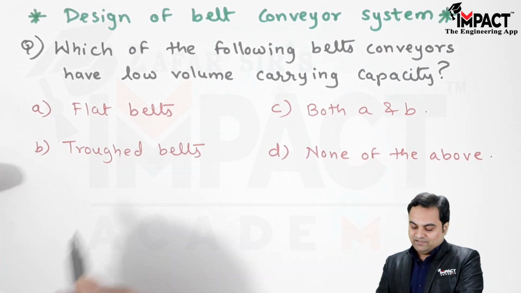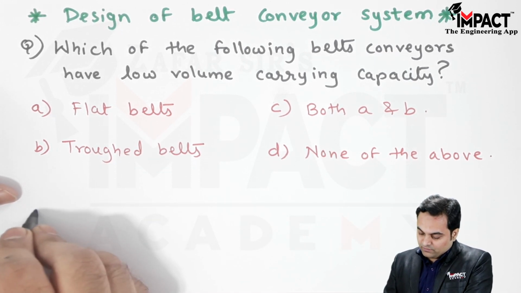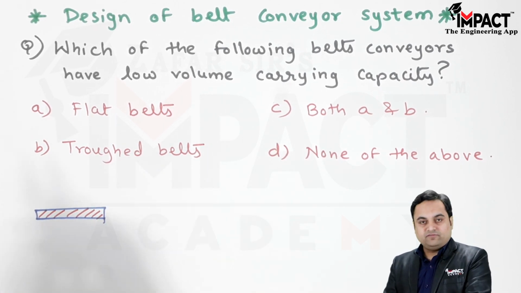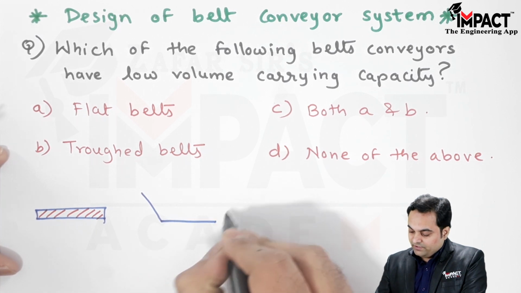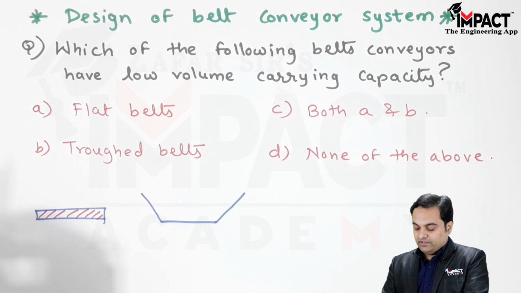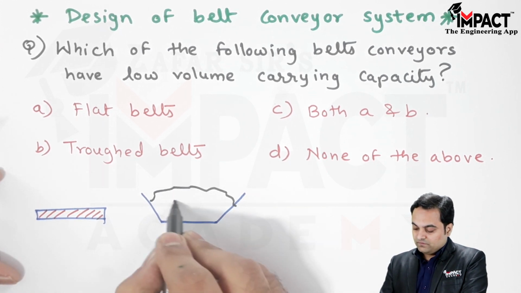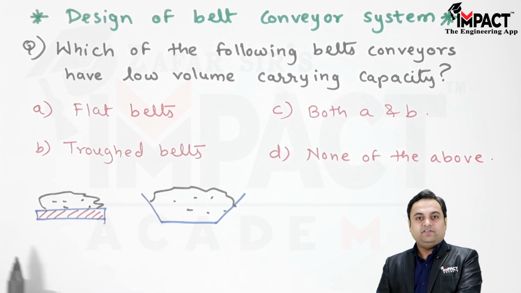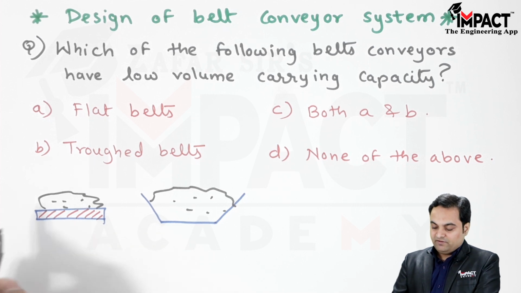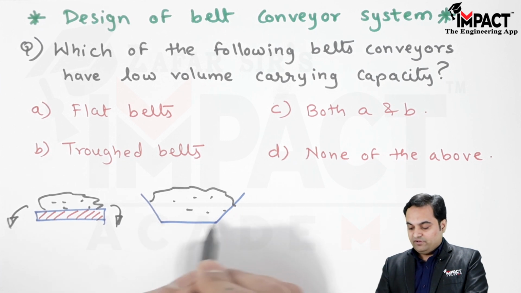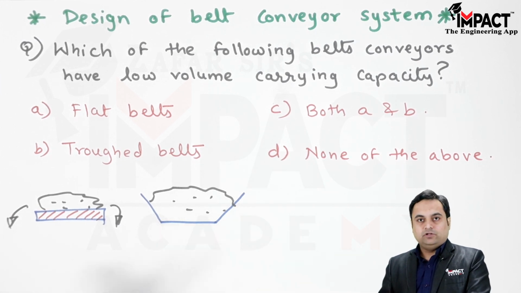none of the above. Flat belts, as we know, they would be flat, and when we talk about trough belts would be in this way, they would be inclined. So just by looking at the diagram, this is the conveying material. So when it is kept over the flat belt, we can see one of the disadvantage of the flat belt is that the conveying material can fall easily from the flat belt, whereas in case of troughing idlers or troughing belts, the material can be conveyed over a long distance, and at the same time we can carry more material.